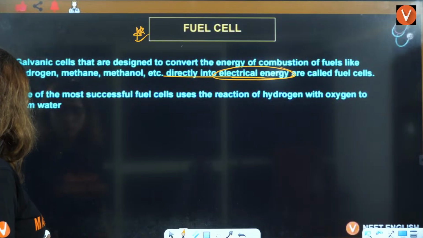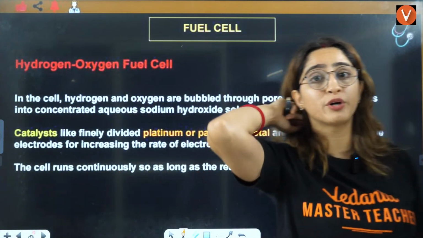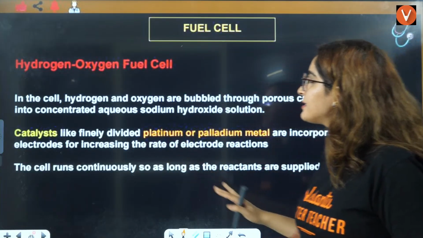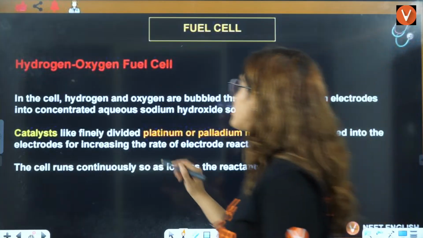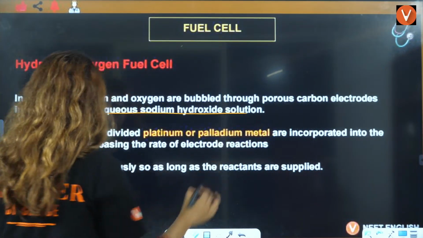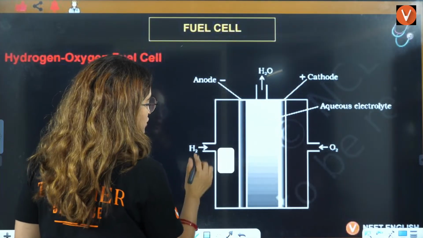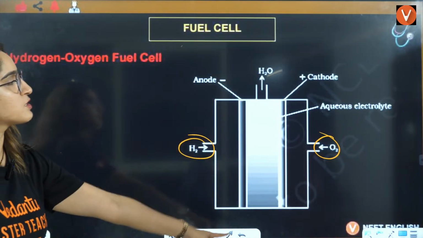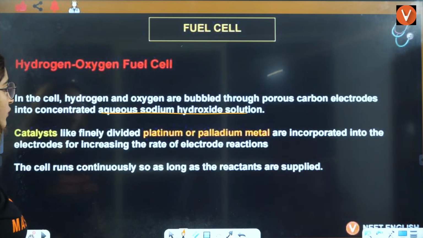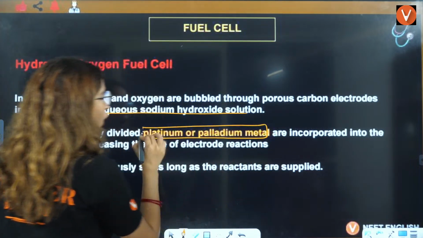And here we are going to talk about the fuel cell, where we are going to use hydrogen and oxygen to produce water, right? In this cell, hydrogen and oxygen are bubbled through porous carbon electrodes into concentrated aqueous sodium hydroxide solution. Over here, H2 and O2 are bubbled, and this is the sodium hydroxide electrolyte. Catalysts like platinum or palladium.